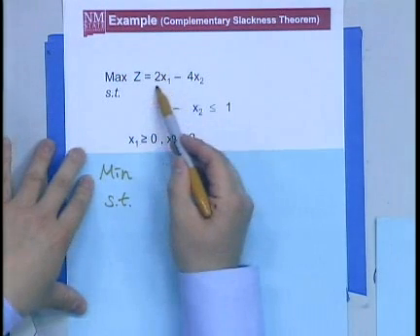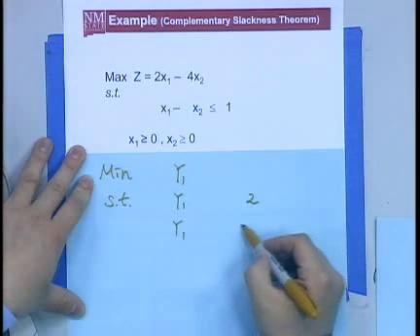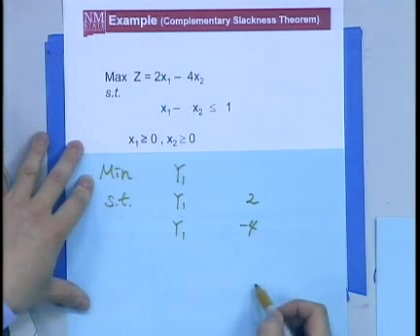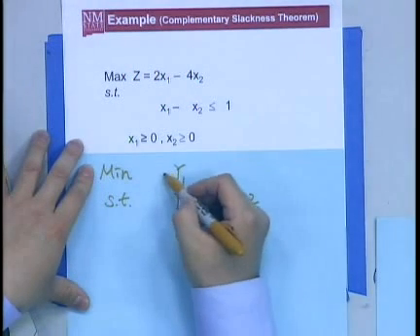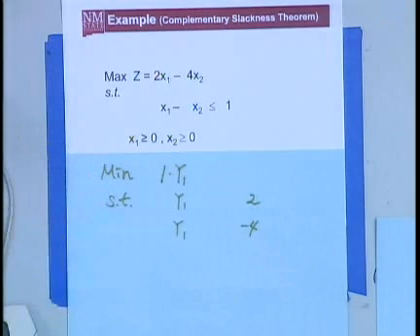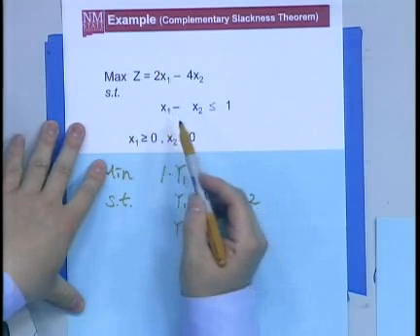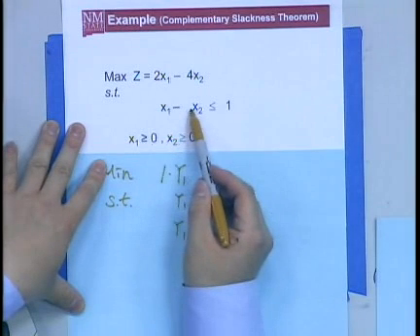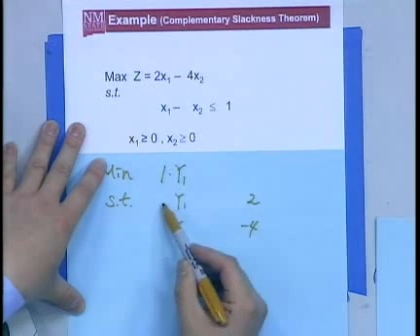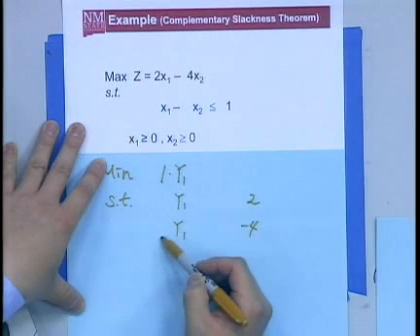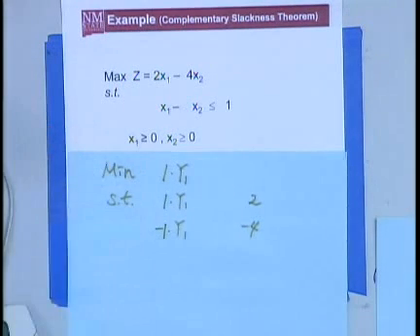The objective coefficients 2 and -4 become the right-hand side values in the dual problem. And the right-hand side value is 1, so the objective coefficient becomes 1. The constraint coefficient vector is 1, -1. The transpose of that vector becomes the constraint coefficients in the dual problem. So it's going to be 1 and -1, right?